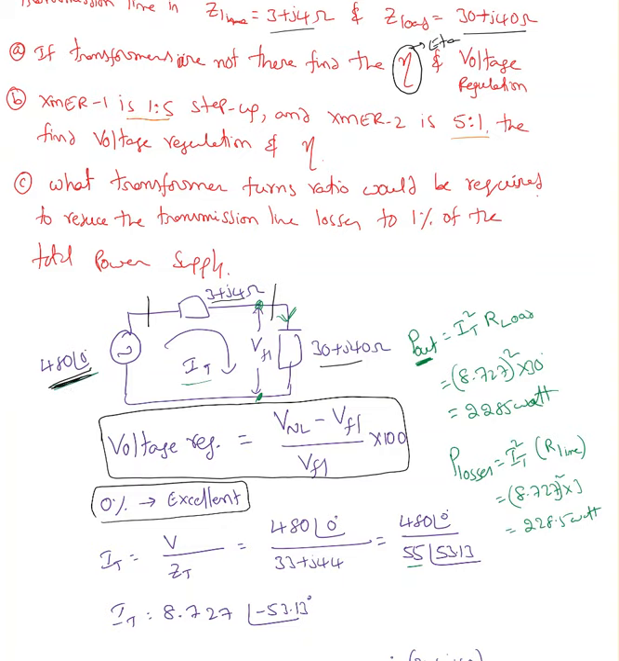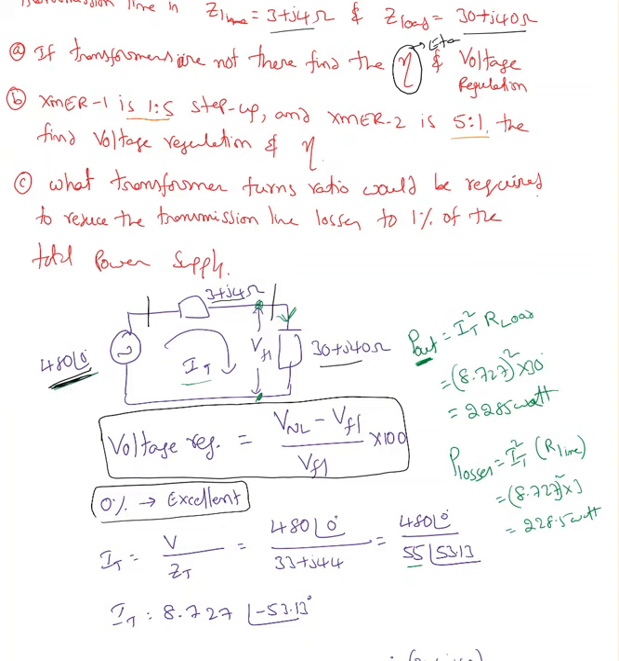Now I'm going to find I total. I total is V over Z total. V is 480 at an angle of 0. Z total: these two impedances are in series. So 33 plus j44, which is 55 at an angle of 53.13. I total equals 8.727 at an angle of minus 53.13.